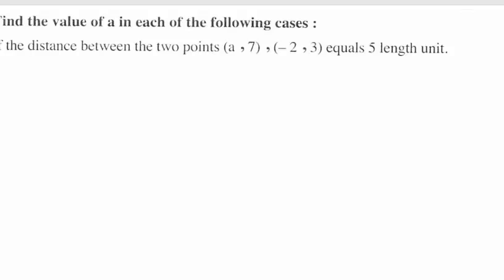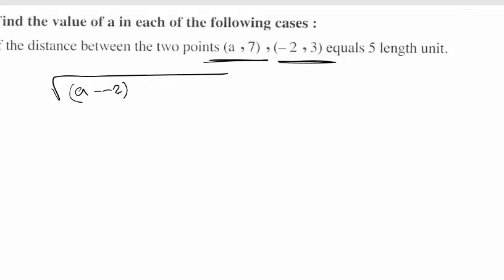Here, this is an important example to find the value of A. If the distance between the two points (A, 7) and (negative 2, 3) equals 5. Let's apply our rule. As we said before, square root of (A minus negative 2, which will be A plus 2) raised to the power of 2, plus (7 minus 3) raised to the power of 2 equals 5. How to remove the square root? As we said before, by applying power 2 to both sides. The power 2 will cancel the square root.